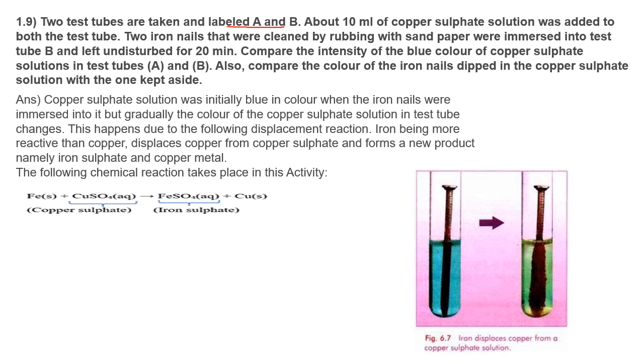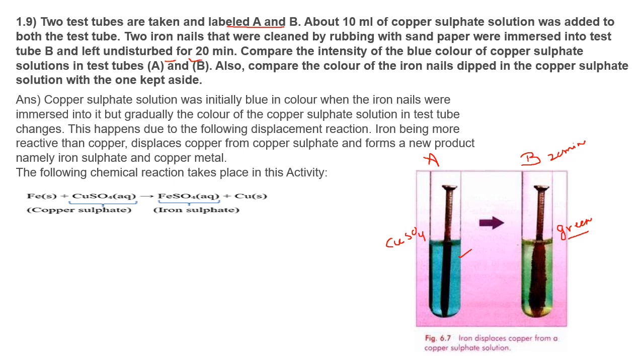That's fine. Compare the intensity of the blue color of copper sulfate solution in test tube A and test tube B, right? You can see, let us take the first test tube as A and the other test tube as B. In test tube B, I have put a nail for 20 minutes, right? And you can see the change in the color. Initially, the copper sulfate solution, CuSO4, was blue in color, and later on it got faint, and here you can see it is clearly a green color.